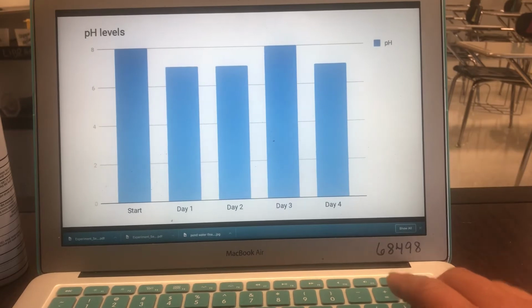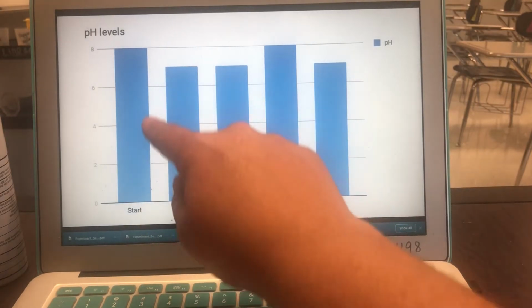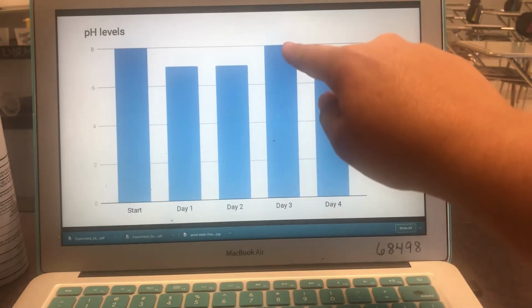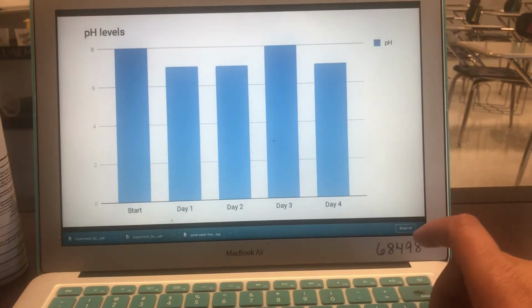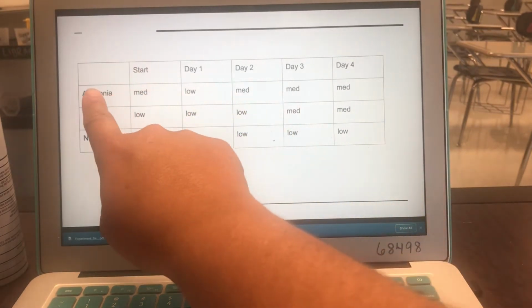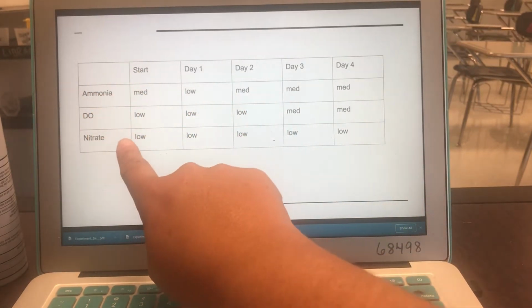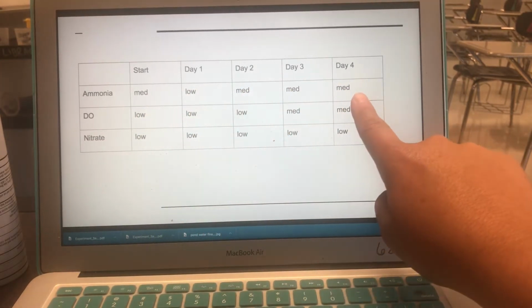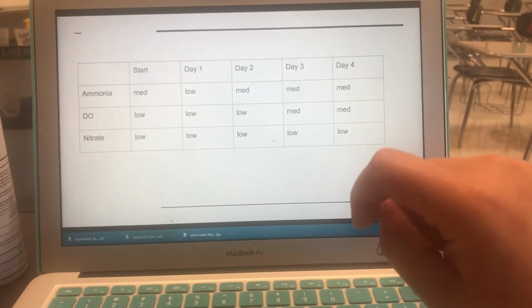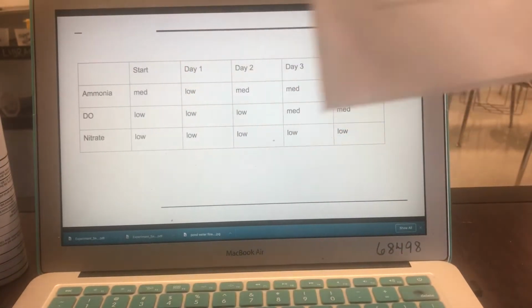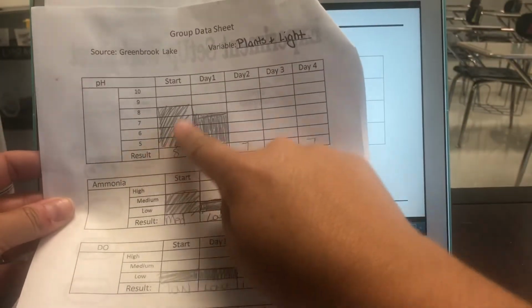On the next page, I have your daily pH levels. So your pH at start was 8, day 1 and day 2 were 7, day 3 was back to 8, and day 4 was 7. And then I have all of your data for ammonia, dissolved oxygen, and nitrates for start, day 1, day 2, day 3, day 4. All you're going to have to do is record that data on your data sheet. Don't use mine as an example, it's really messy. And then graph it.